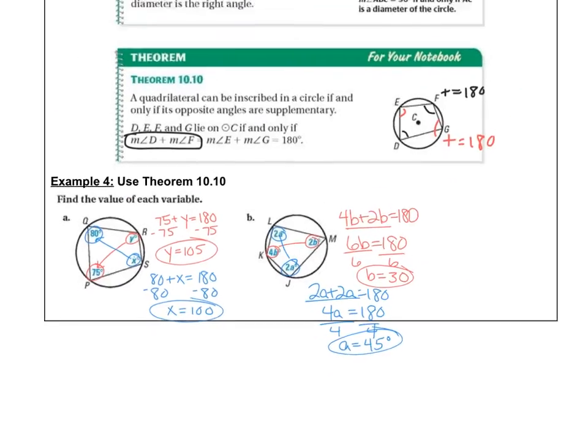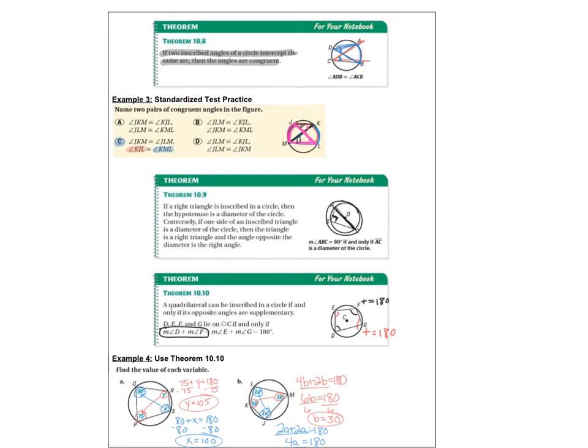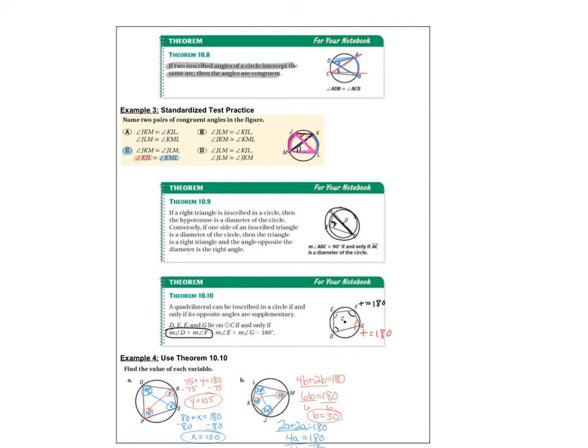Alright, so lots of information going on here. Nothing that is too terribly new other than the inscribed angles and such. But just make sure you understand what is congruent, what isn't congruent, what has the same length, what doesn't, and hopefully it makes a little bit of sense for you.